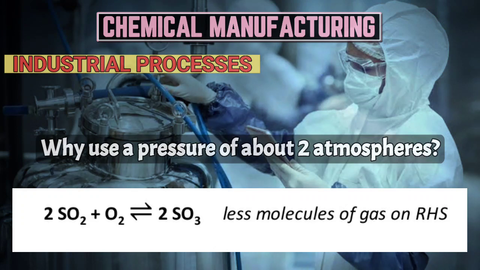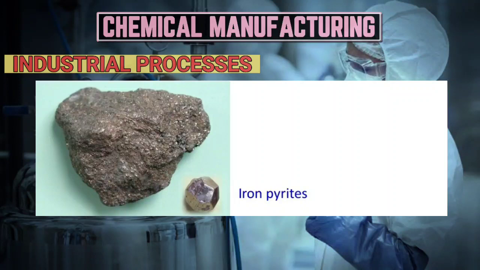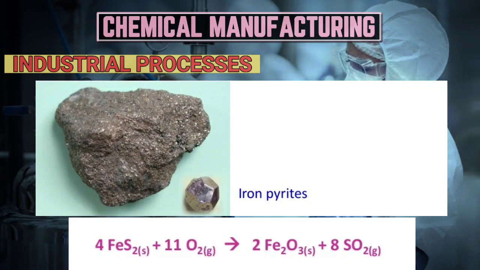An alternative raw material for sulfur is iron pyrite, which is an ore. We could obtain sulfur dioxide by burning the iron pyrite in excess air. Once the sulfur dioxide has been made, it can undergo the previous stages we've talked about earlier in the contact process.